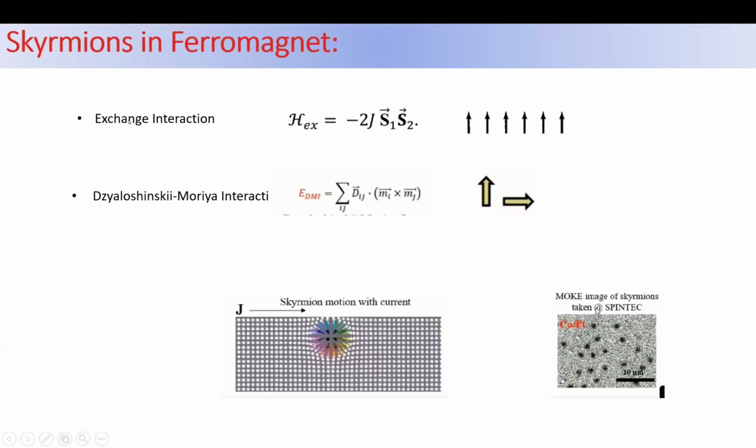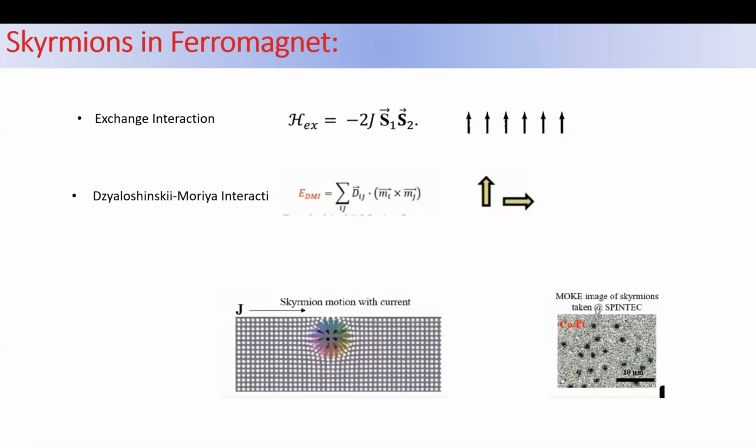The exchange interaction always tries to keep the magnetic moments parallel or anti-parallel to each other. So if it is parallel type, then they will be all aligned in the same direction, and if anti-parallel, then they will be aligned in opposite directions. And in case of ferromagnets, they are always parallel. And the Dzyaloshinskii-Moriya interaction tries to keep the neighboring magnetic moments perpendicular to each other.